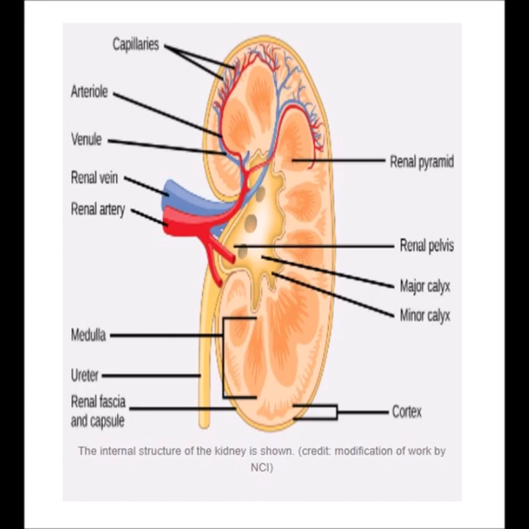There are, on average, 8 renal pyramids in each kidney. The renal pyramids, along with the adjoining cortical region, are called the lobes of the kidney. The renal pelvis leads to the ureter on the outside of the kidney.